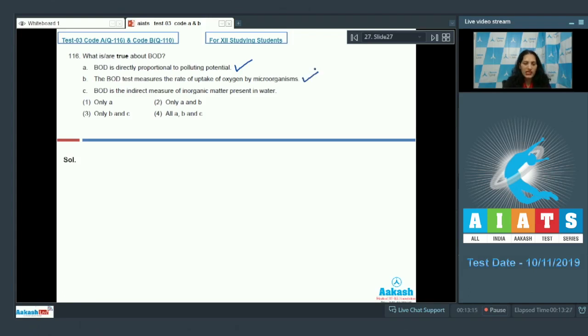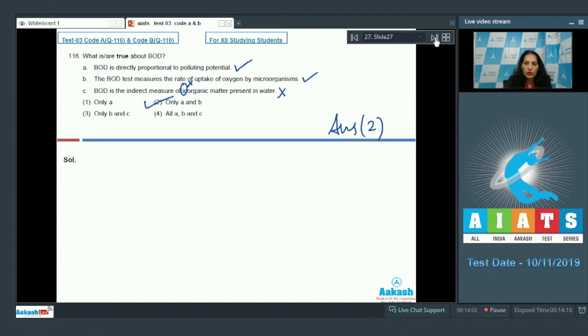This is also true. What is BOD? BOD is the rate of uptake of oxygen, or the amount of oxygen taken by the microorganisms or the bacteria to reduce the organic matter which is present in the water or the sewage. C. BOD is the indirect measure of inorganic matter present in the water. No, BOD is the indirect measure of organic matter present in the water. It is not the inorganic. So this is incorrect. So correct are A and B only. So the correct option for the given question is option number 2.